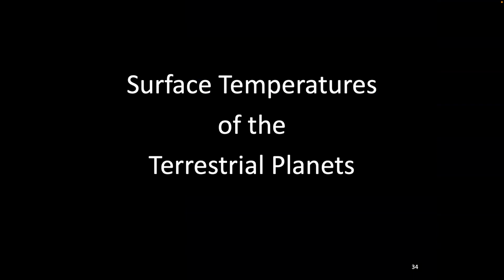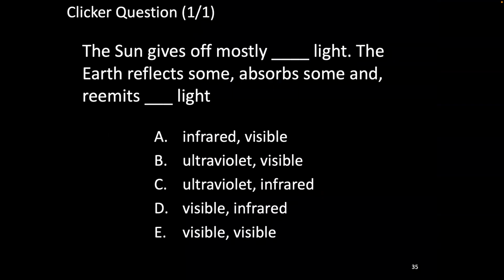Okay, so let's talk about the surface temperature of planets. We care about that because that leads to how warm we are in general. The sun gives off mostly blank light. The Earth reflects some, absorbs some, and re-emits blank light. Fill in the double blank.